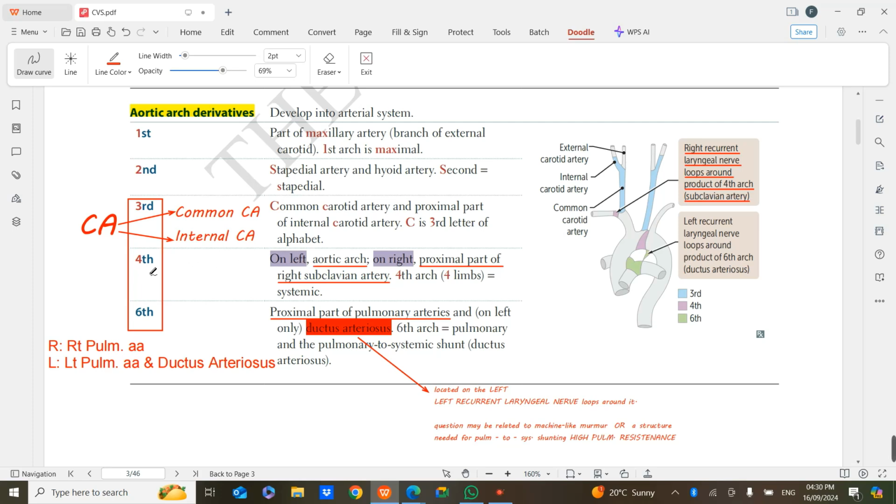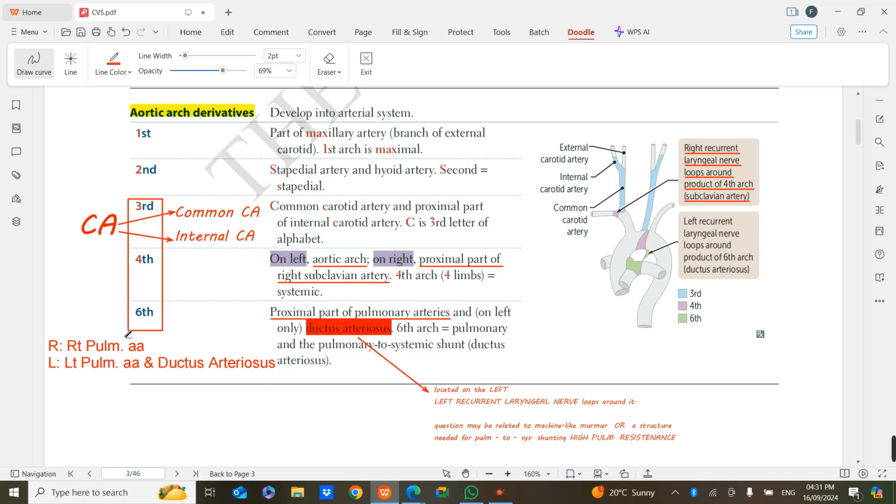So on the left, the fourth aortic arch is going to form the aortic arch. Note that. What of on the right? On the right, which vessel do you think is going to supply the upper limb there? That is the subclavian artery. So on the right, it will be the right subclavian artery. On the left, aortic arch. I don't want you mixing right and left. That's why I related it to the way the aorta actually flows. It turns to the left, and you can use that for the fourth. That will be very easy and straightforward.